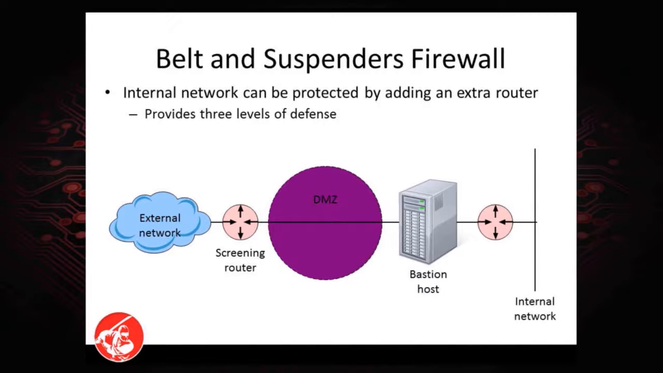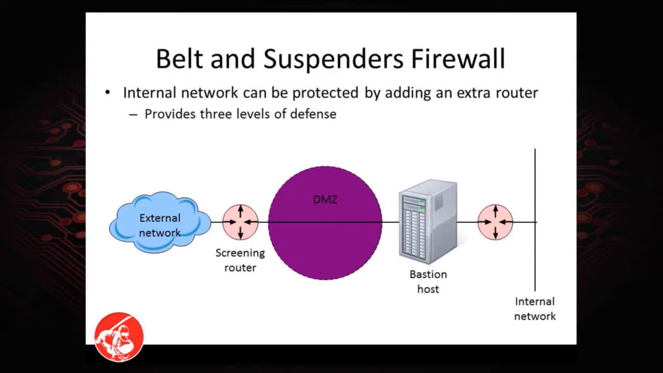Then we've got what we call the belts and suspenders firewall. Because if the Bastion host gets compromised, we can get to the other side, we just put in another router to add a 3rd level of defense. So now we have our 1st level of defense, the screening router, the public DMZ, the Bastion host, and then our internal router, which is our 3rd level of defense. So now if the Bastion host is compromised, there's a router protecting me.